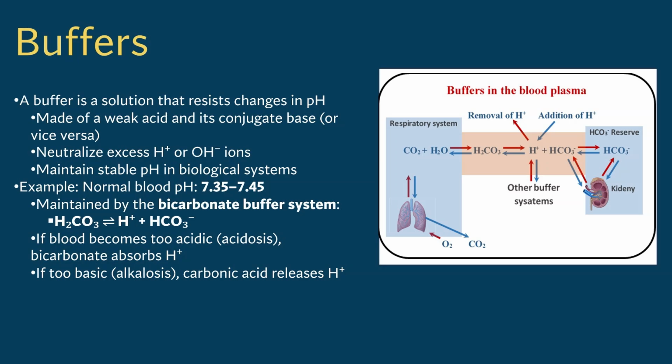Now, if it's too basic or alkaline, we consider it alkalosis. In this situation, carbonic acid is going to come and it's going to release the hydrogen ions. By doing this kind of back and forth whenever it's needed, we keep it within that safe range that the blood needs to operate. And this applies to any pH buffer system that's found in nature.